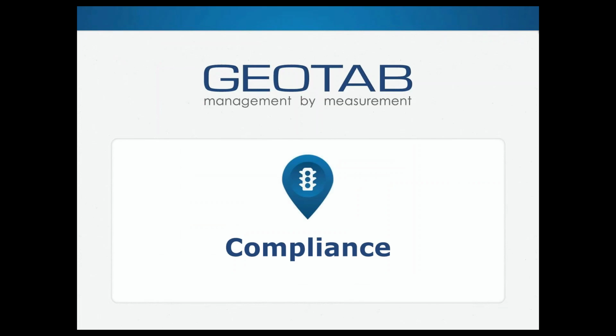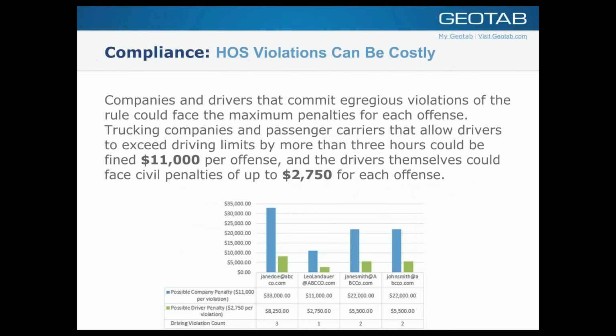So when we're talking about compliance here, my main focus was hours of service violations, and they can be costly. We did some research on the FMCSA website, and we found this interesting paragraph here. Trucking companies and passenger carriers that allow drivers to exceed driving limits by more than 3 hours could be fined $11,000 per offense, and the drivers themselves could face civil penalties of up to $2,750 for each offense.